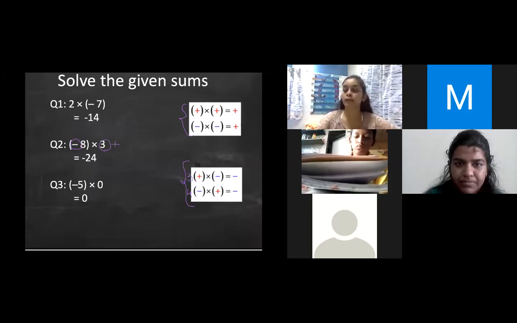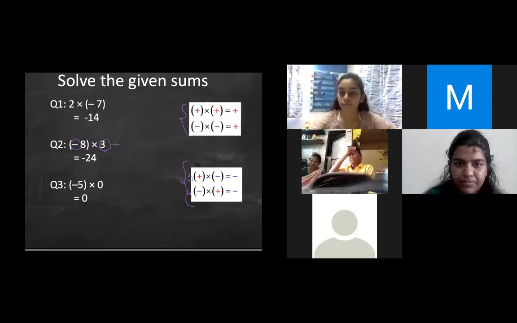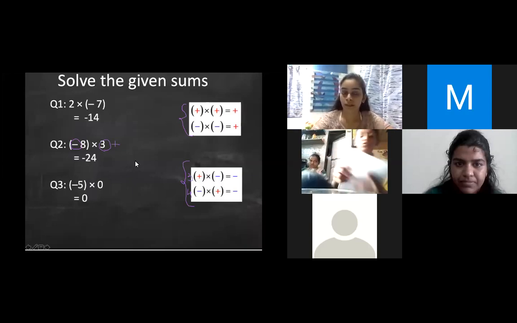So note it down in your textbook that whenever anything is multiplied by 0, the answer always becomes 0. All right.